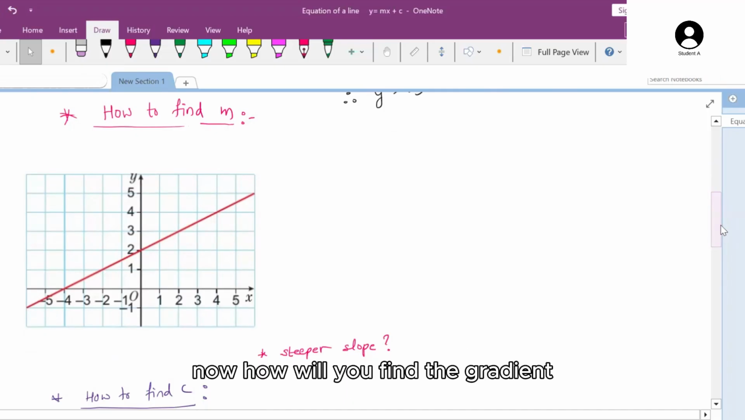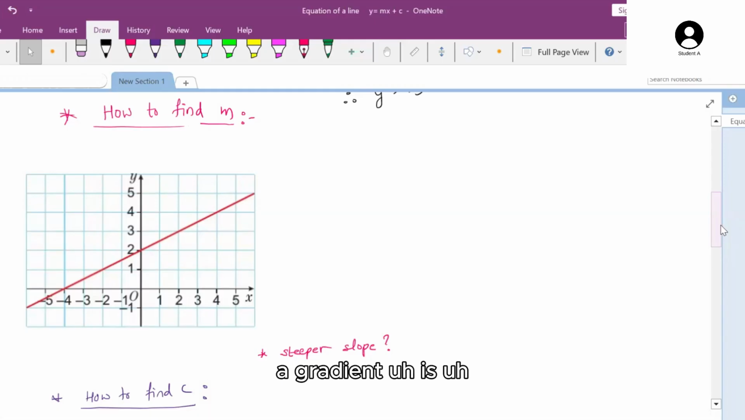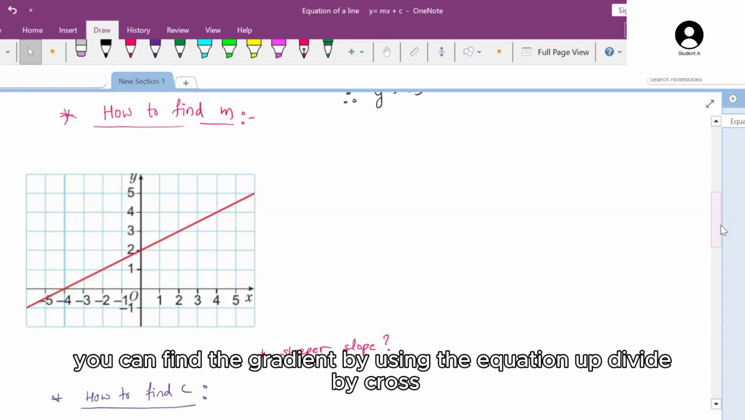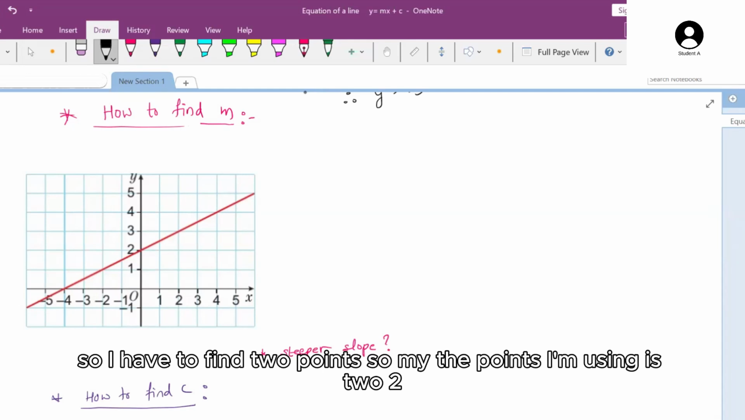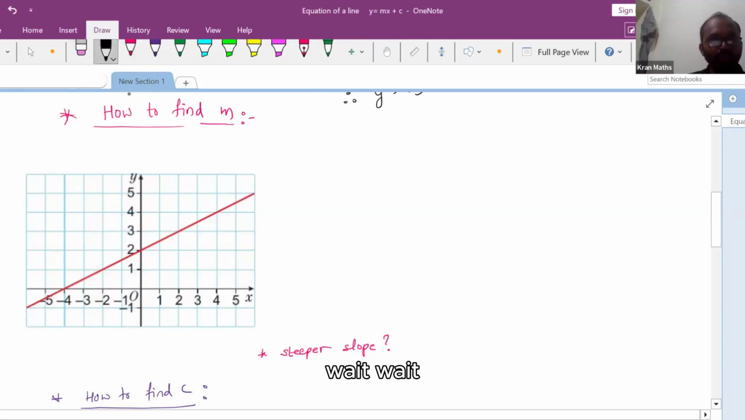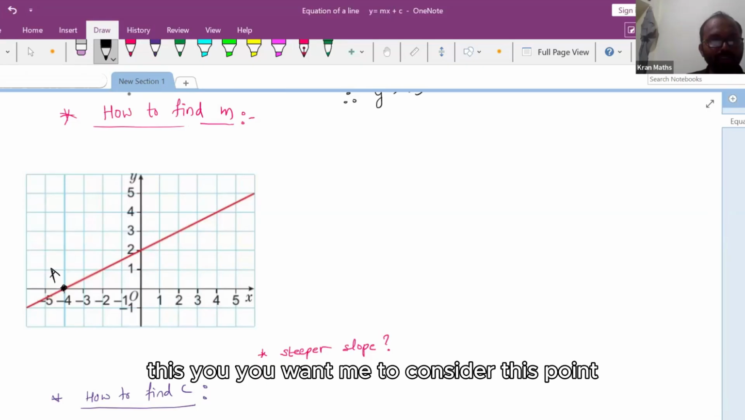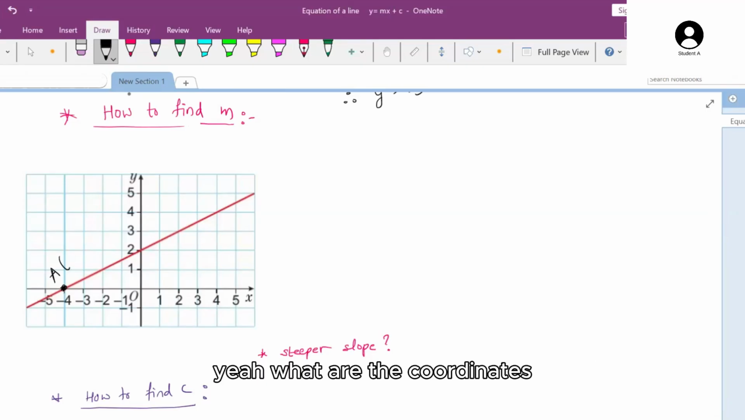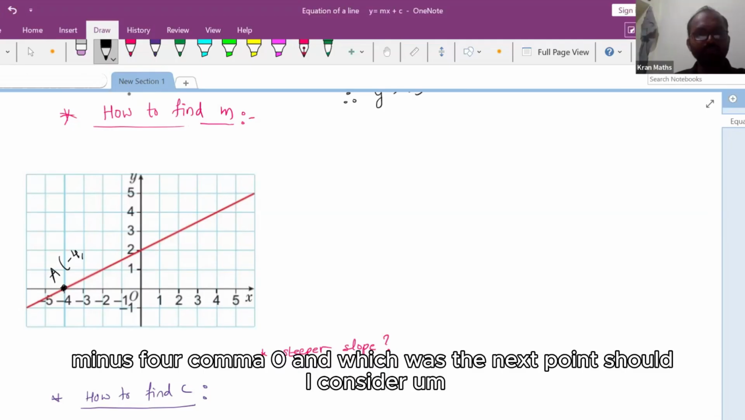Now how will you find the gradient? You can find the gradient by using the equation up divided by cross. So I have to find 2 points. The points I'm using are 3, and -4, 0. Then you have to count the boxes. I'll mark the point. What are the coordinates of it? -4, comma 0.